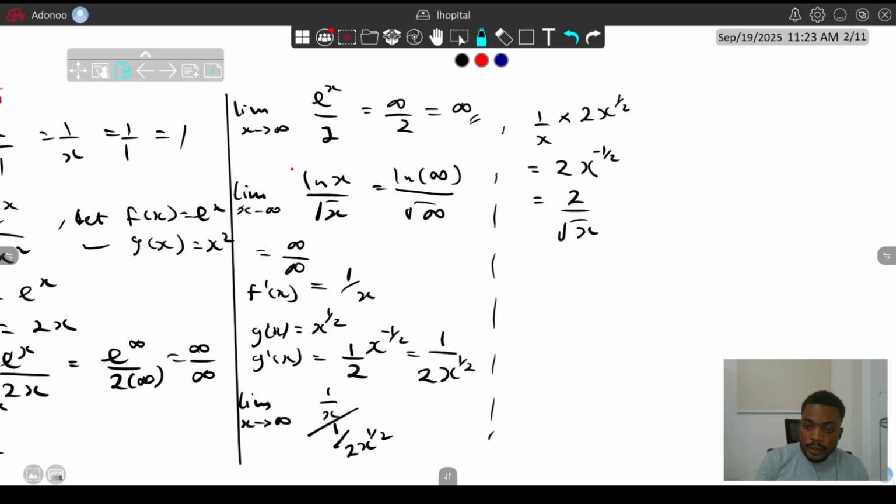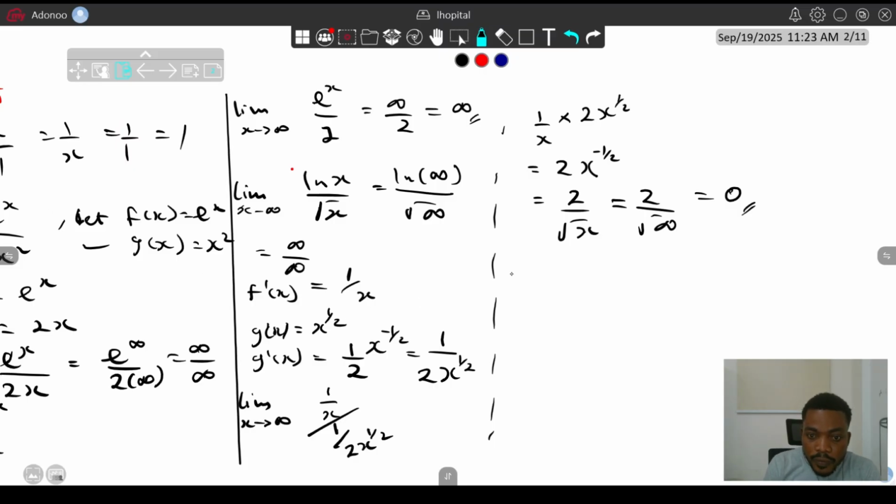Right? So now if we insert our limit as x approaches infinity, clearly we are going to have 2 over square root of infinity, which is 0. So our limit is 0, right? All right, let's look at another one, which is a bit different.